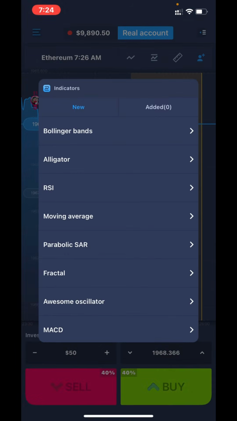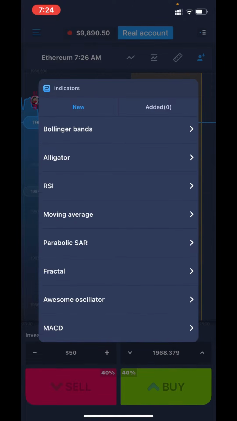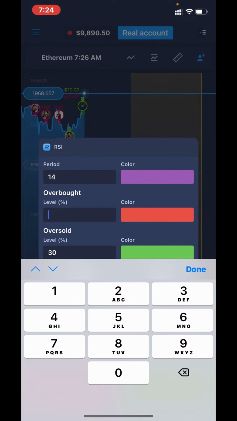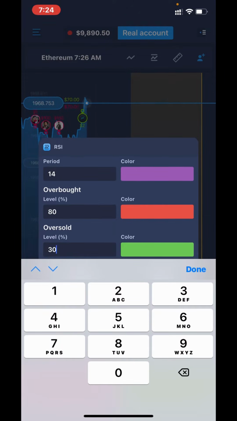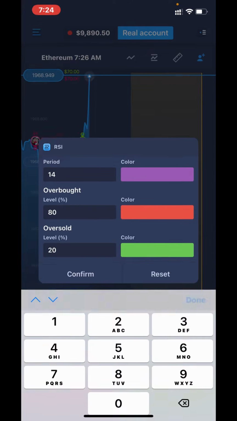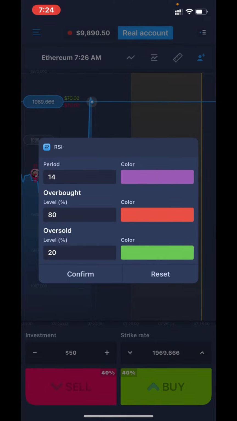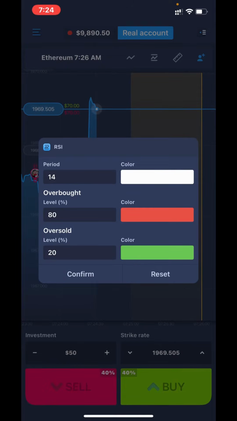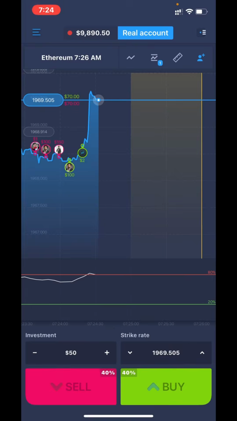So once we tap it again, now we see we have Bollinger Bands, Alligator, RSI, Moving Average, and all that. There are a whole lot, MACD, and a whole lot of indicators, but we are going to go with the RSI. So right now, these are the settings. Period should be 14. Overbought, change it to 80. And oversold, change it to 20. The color of the period, let's see if we can make it white. All right, so we click confirm.